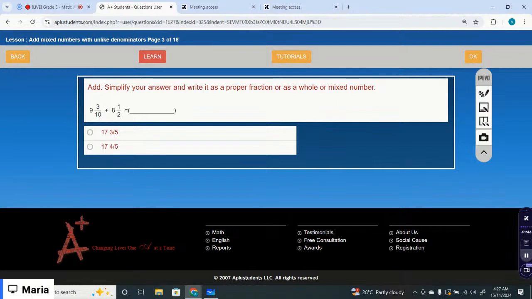Okay, 9 whole 3 over 10 plus 8 whole 1 over 2. So you can just solve the question and write down the answer in the chat box.